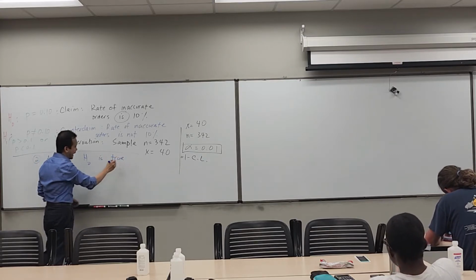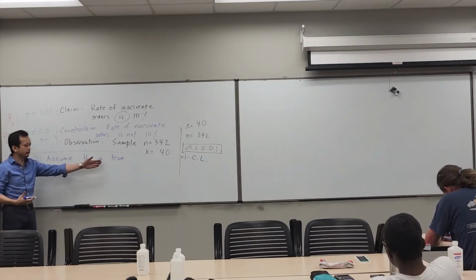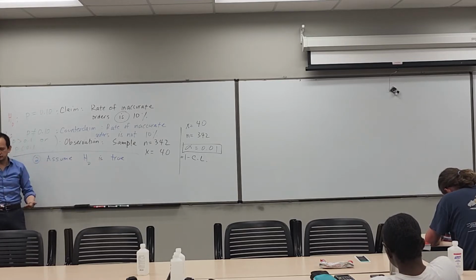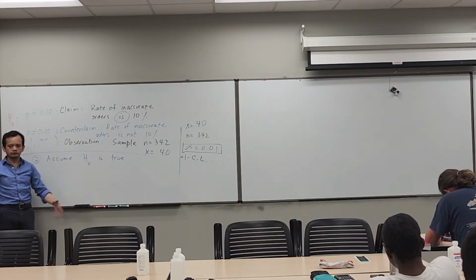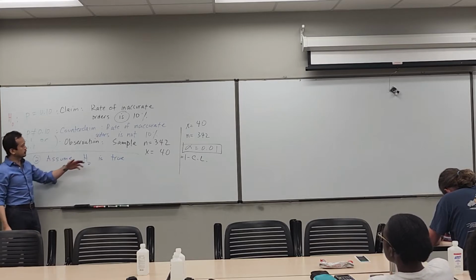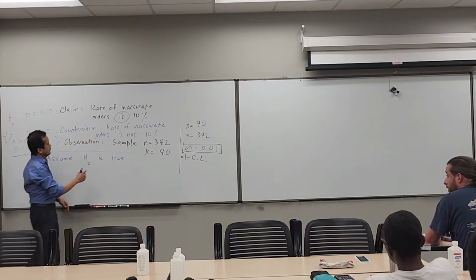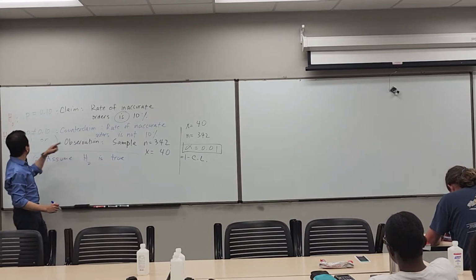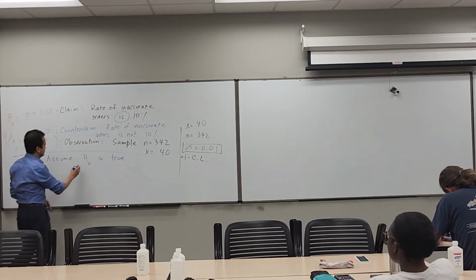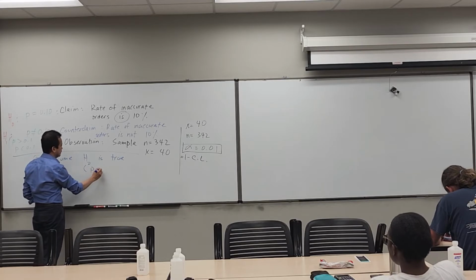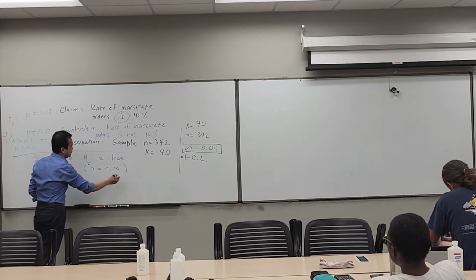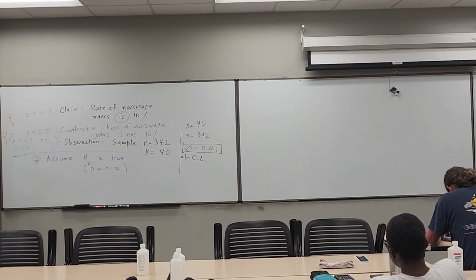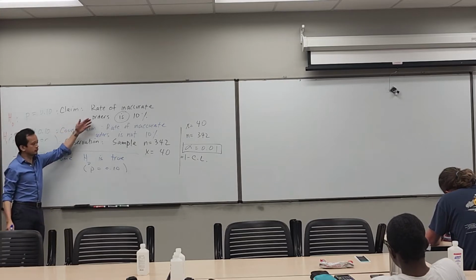So there's not much action that is taken at this step, but this is actually the most important step because it's laying the foundation for everything else. So we're assuming that this statement is actually true. And this statement being true would imply that P has to equal 0.10, and that the rate of inaccurate orders is indeed 10%.